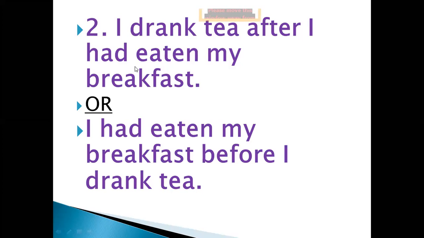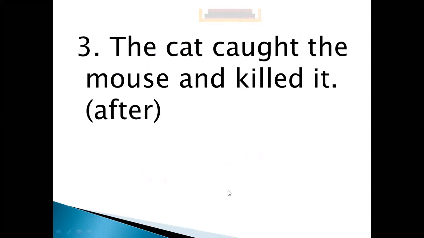So you have two answers here in this question. You can say, I drank tea after I had eaten my breakfast. This is the first one. Or you can say, I had eaten my breakfast before I drank tea. It's okay? Because the first action here is that you ate your breakfast. And as you know, the first action must be in the past perfect simple or past perfect continuous. You know?